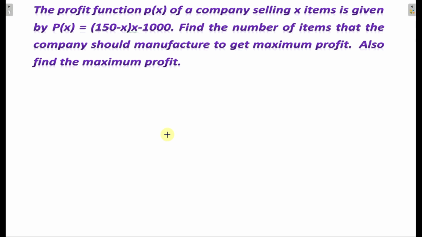So this is the next problem. The profit function P of x is given by this relation. Find the number of items that the company should manufacture to get maximum profit. Also find the maximum profit.